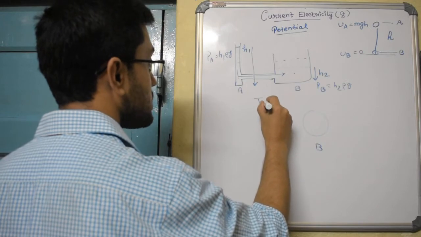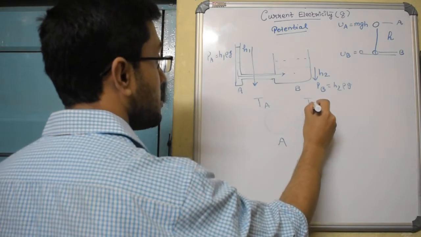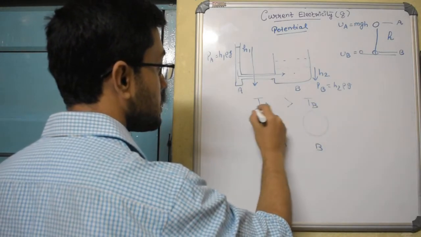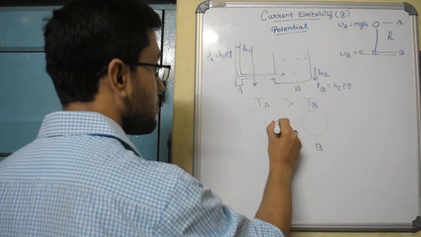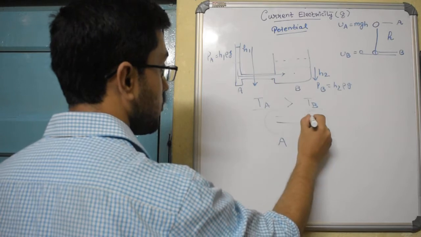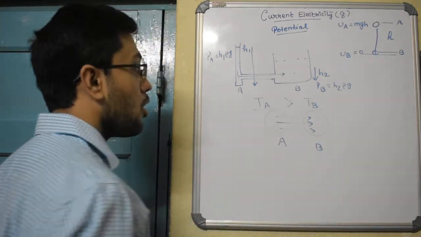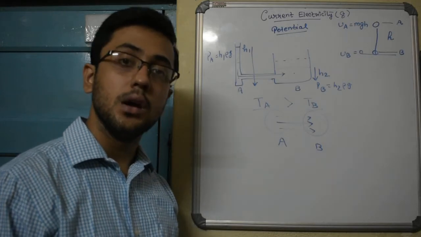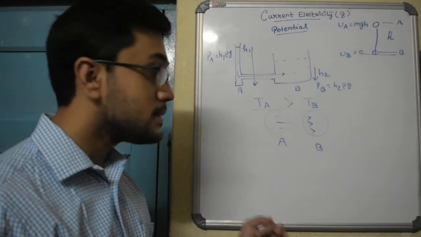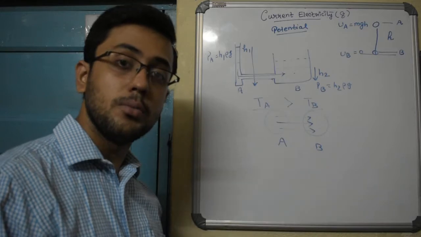In a third example, if I consider two bodies, say body A and body B, which are at temperatures say TA and TB. Now if the temperature of A is greater than the temperature of B, what's going to happen is heat will be flowing from the body A to the body B. We know this, that heat energy always flows from a body which is at a higher temperature to a body which is at a lower temperature. So once again, higher potential to lower potential.